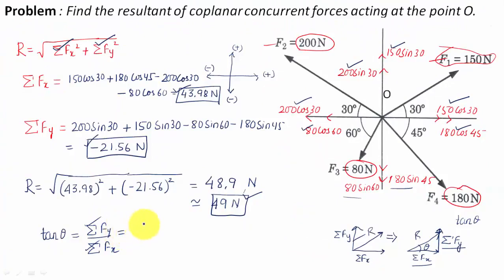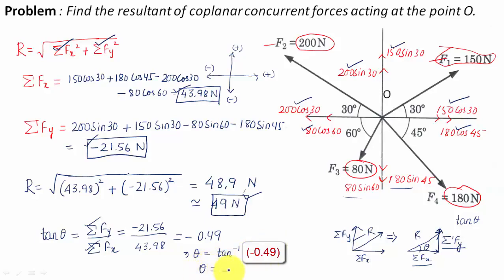When you put in these values, the summation of Fy works out as negative 21.56 over the summation of Fx, which is 43.98. You get tan theta as minus 0.49. When you take theta equals tan inverse of 0.49, you get the value of theta as negative 26.11 degrees.